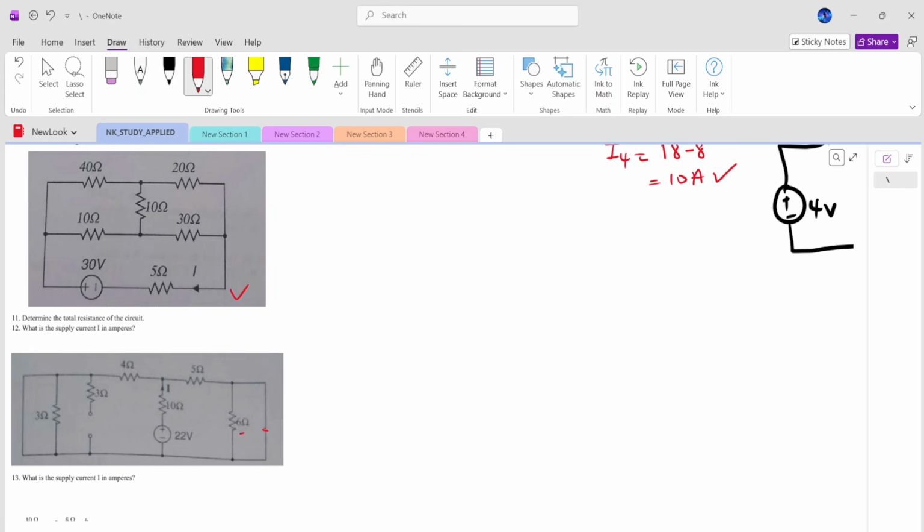Between this and this, that's a short, right? So if current is coming from here, when it gets to this junction, all of the current will bypass the 6 and go into the short. So this does not form part of our circuit. Then for this one, if current is coming from here, when it gets to this point, here is open, no current to flow through this 3. When it gets to this point, all of the current will bypass the 3 and flow in the short circuit. So this does not also form part of our circuit. So at the end of the day, we are going to have a circuit that looks like this.